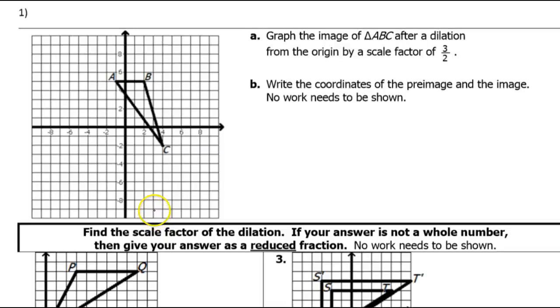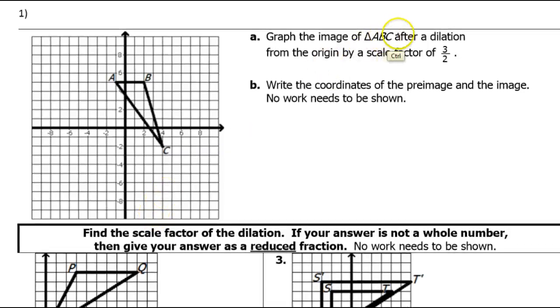Problem number 1. Graph the image of triangle ABC after a dilation from the origin by a scale factor of 3/2. Write the coordinates of the pre-image and the image. No work needs to be shown.